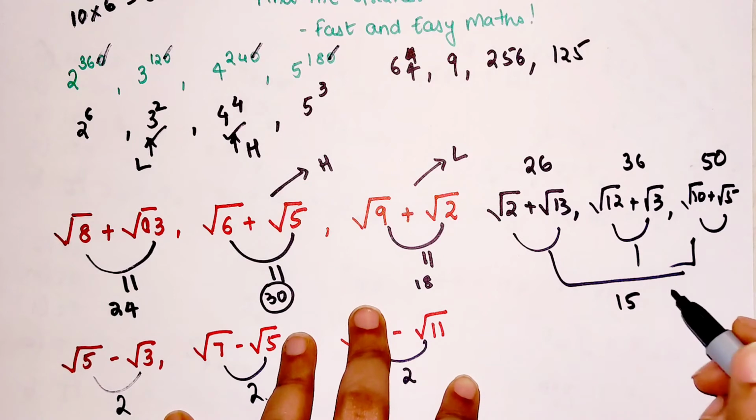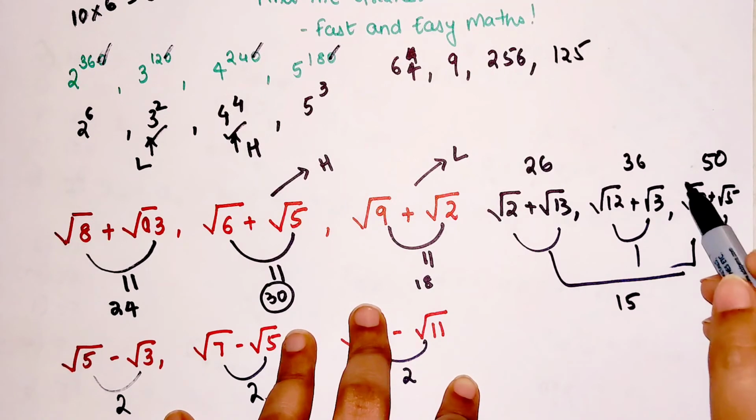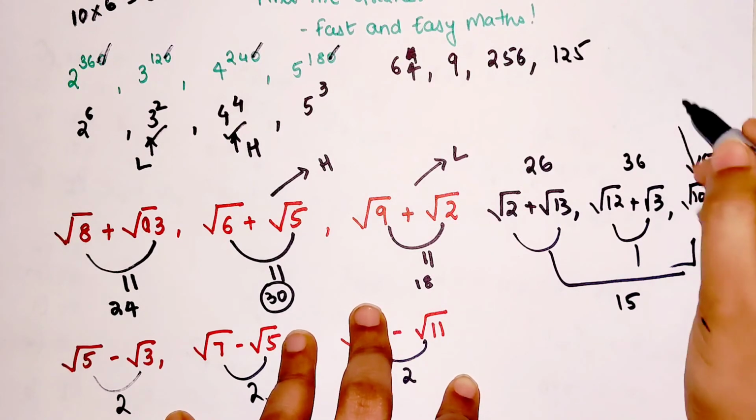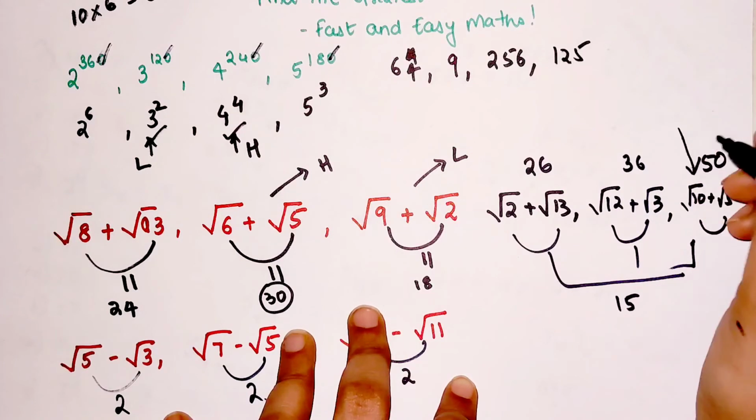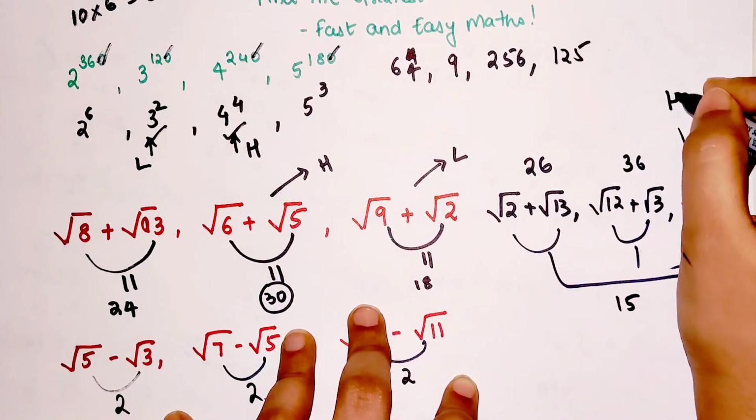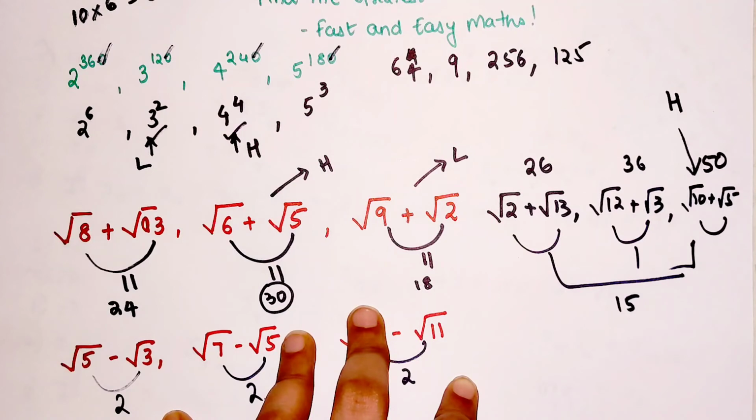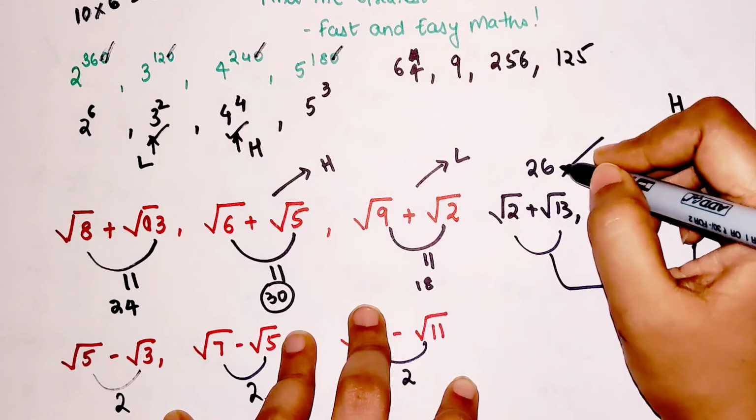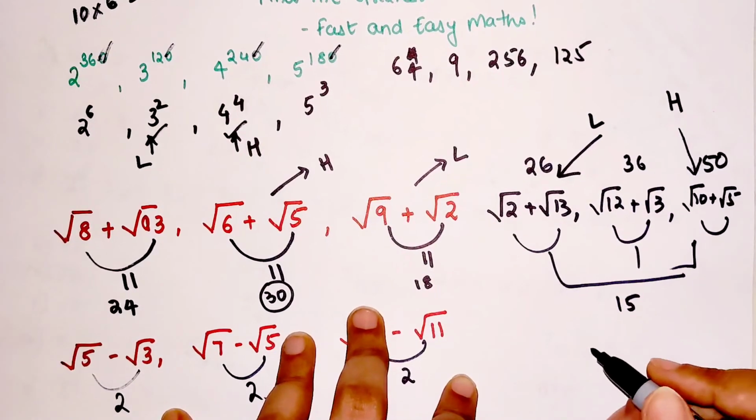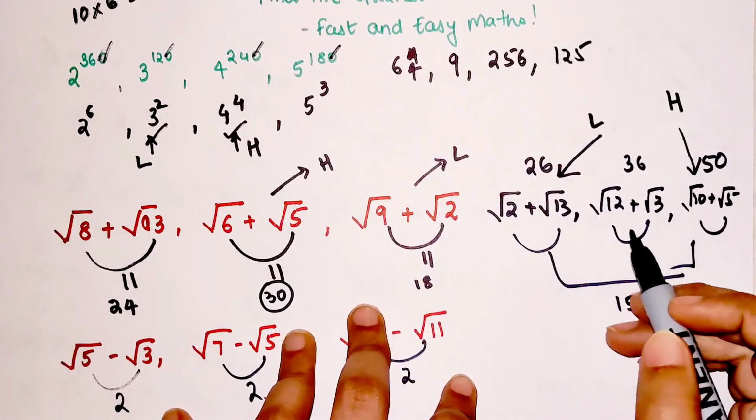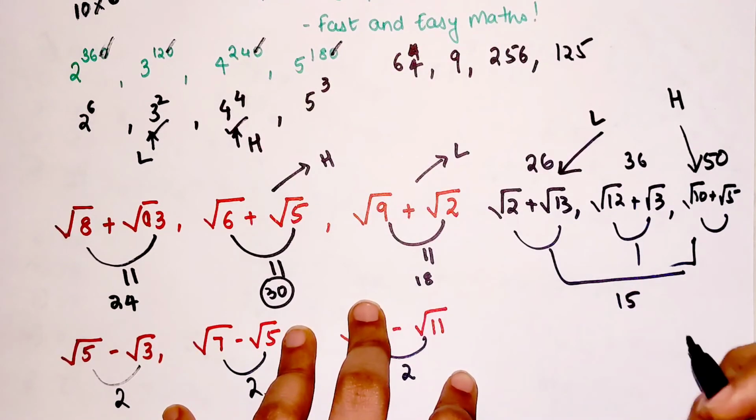So according to that, I can say that this particular sum of roots is going to get me the highest value. And what will be my lowest value? The lowest value will be this one, right? Because the product is the least in these two roots.